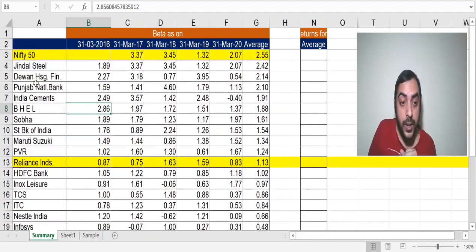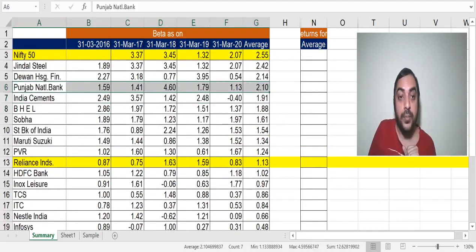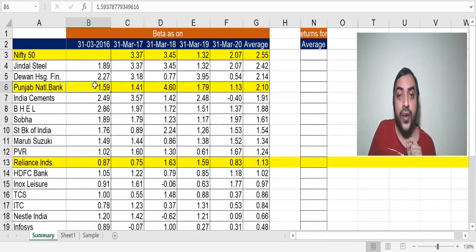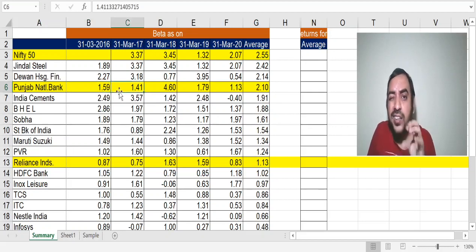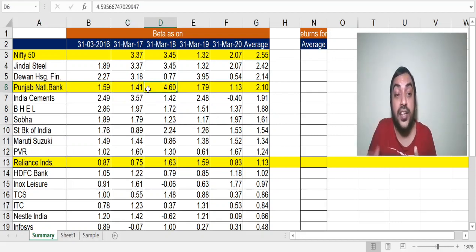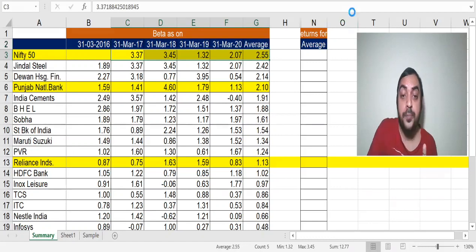Please observe Punjab National Bank, for example. It was 1.59, a little riskier than the market. 1.41 in that range. Then suddenly 4.6, higher risk. Things have changed. You understand, my dear friends, what is really happening over there?